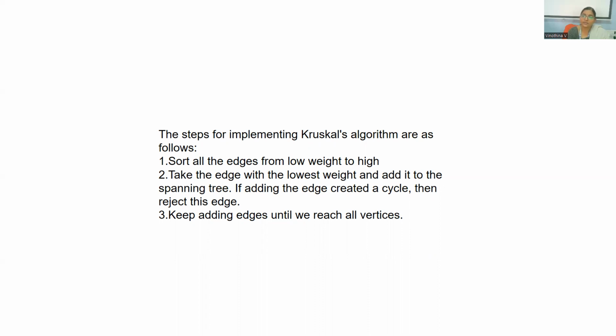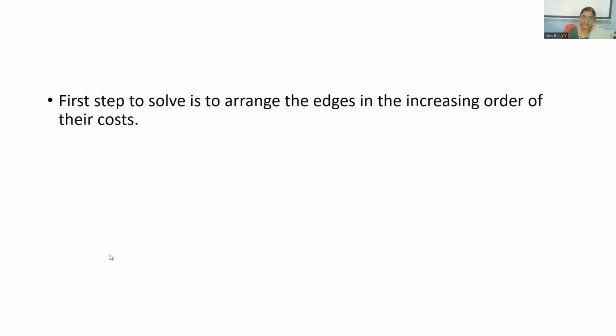If the addition of the new edge forms a cycle, then reject the edge. Don't add it, because the spanning tree does not contain a cycle. That is a property of the spanning tree. So if the addition of any new edge forms a cycle, then reject it. Step 3: keep adding edges until the spanning tree contains all the vertices in the given graph. So these are the steps involved in Kruskal's algorithm.